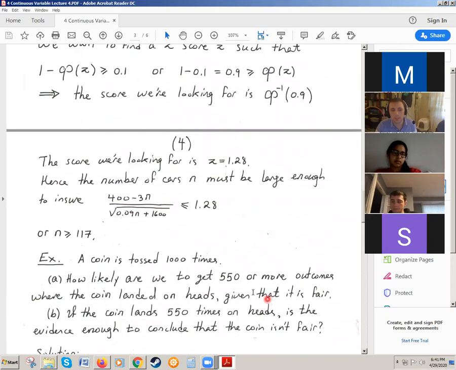Another question is this, an even simpler question. Imagine that you toss a coin 1,000 times. And if the coin is fair, that's part A, how likely are we to get 550 heads or more? Assuming you're tossing a fair coin, how likely are you to see the outcome of 550 heads or more?